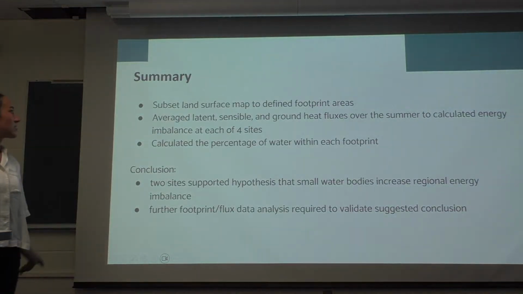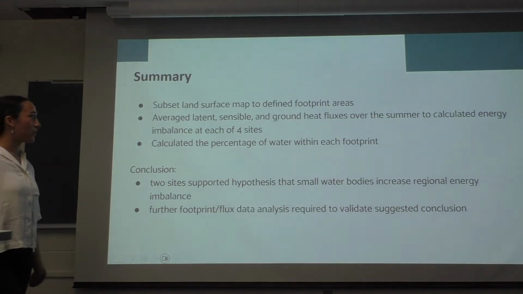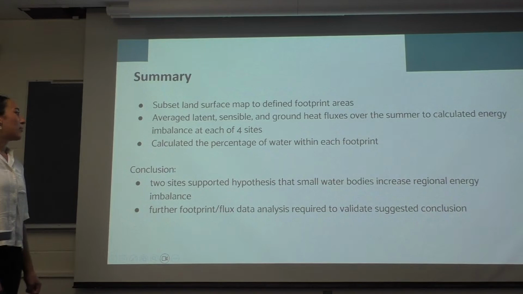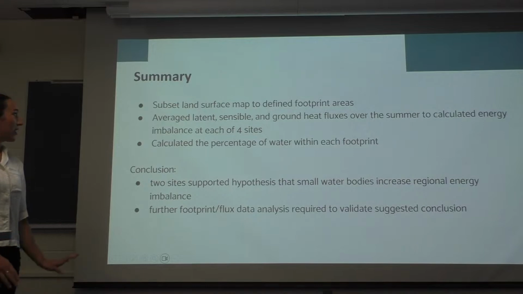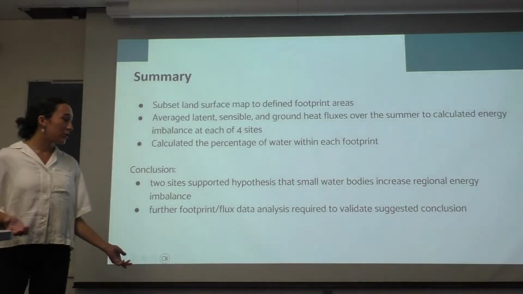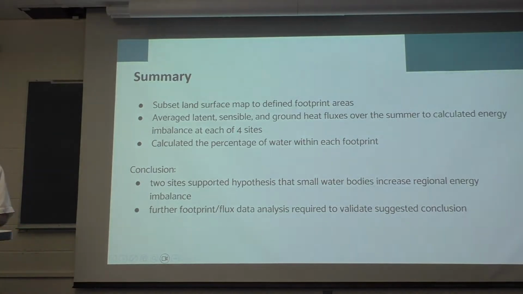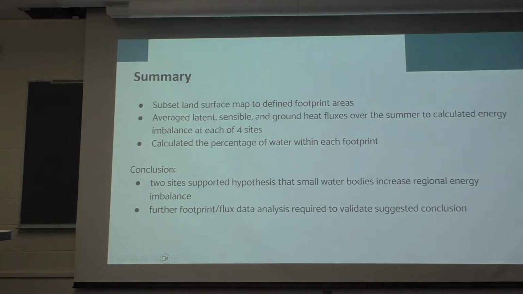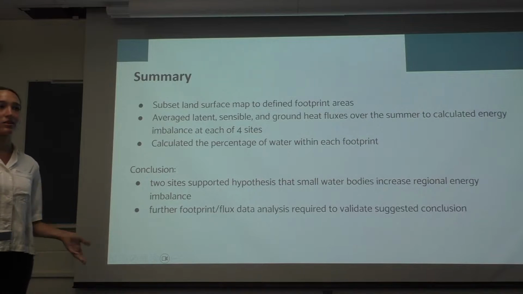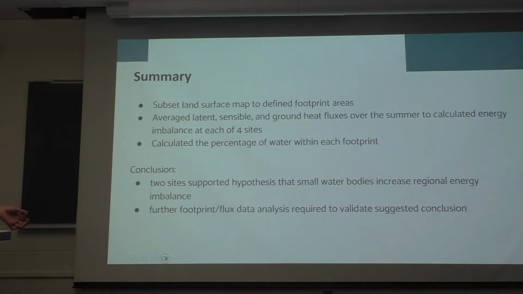So, in summary, I subset a land surface map to each of the defined footprint areas of the Cheesehead 19 study, and then I was able to calculate the percentage of water within each of these 4 footprints. And then also I averaged latent, sensible, and ground heat fluxes over the summer to then calculate energy imbalance at these sites. And in conclusion, 2 of these sites supported the hypothesis that small water bodies increase regional energy imbalance. However, further footprint flux data analysis is probably required to validate this conclusion, maybe looking at sites with more wetland areas or just smaller rivers and vernal pools.